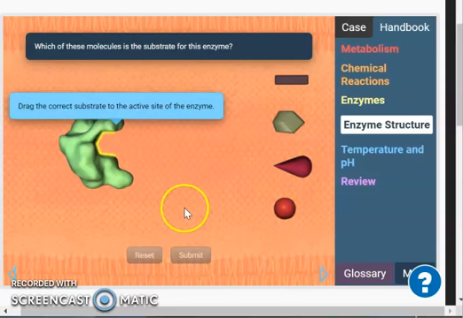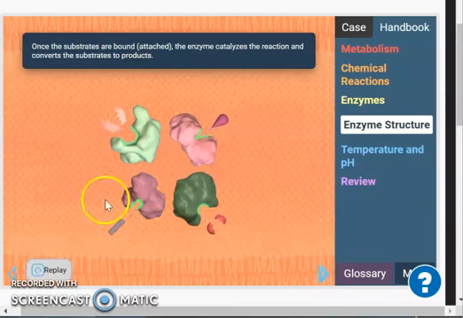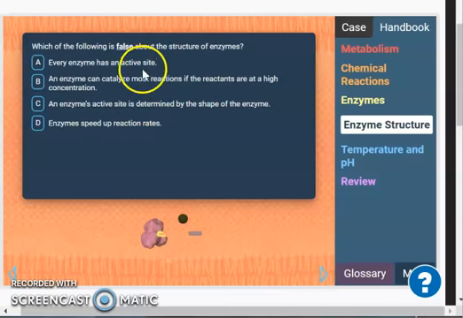Here is a question that you will need to answer to move on. Which of these molecules is the substrate for this enzyme? Once the substrates are bound or attached, the enzyme catalyzes the reaction and converts the substrates into products. Notice some of the enzymes make a molecule and some of the enzymes break a molecule. Here is another question that you will want to answer to move on. Which of the following is false about the structure of enzymes?